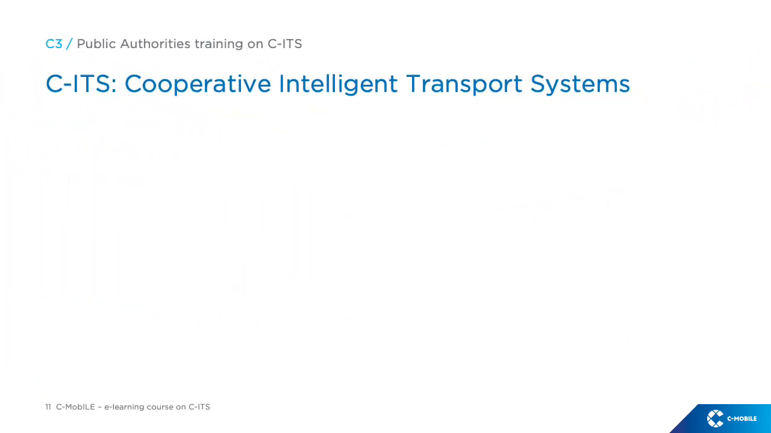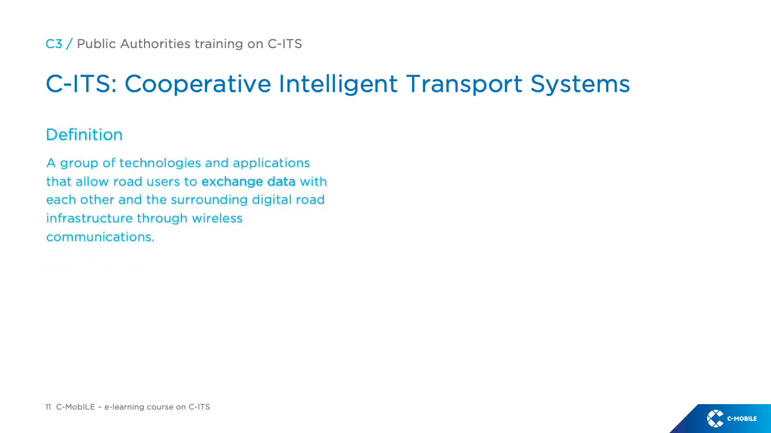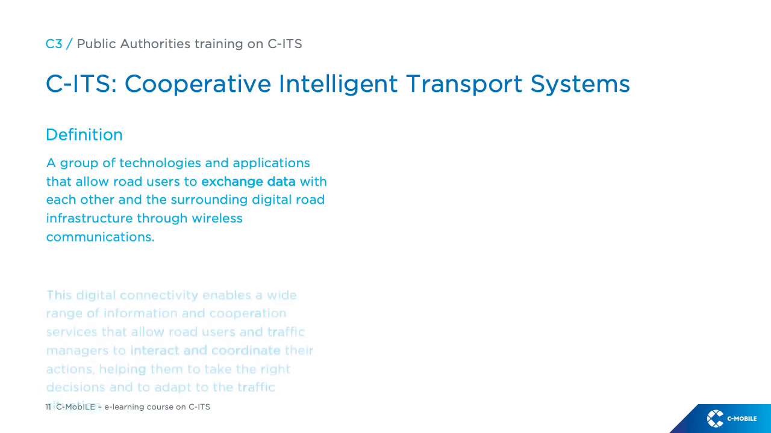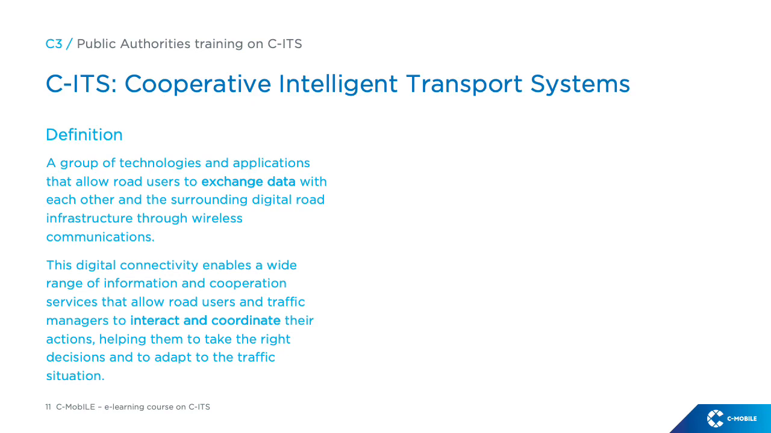As explained in Part 1 of this e-learning course, CITS stands for Cooperative Intelligent Transport Systems. This is defined as a group of technologies and applications that allow road users to exchange data with each other and the surrounding digital road infrastructure through wireless communications. This digital connectivity enables a wide range of information and cooperation services that allow road users and traffic managers to interact and coordinate their actions, helping them to take the right decisions and to adapt to the traffic situation.